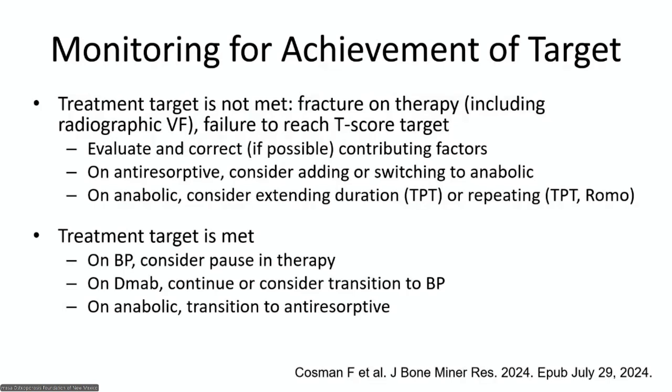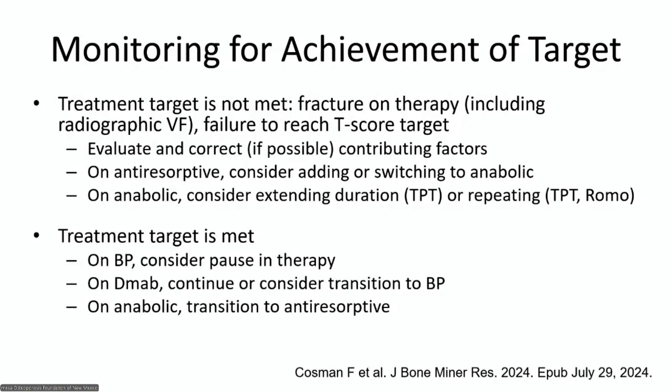What if the target is met? Well, if a patient is on a bisphosphonate and you've met your treatment target, that's certainly the time to consider a pause in therapy. That's called a drug holiday. I always remind my patients it's not drug retirement. So holidays must end. The patients must be monitored. And if fracture risk is once again high, they need to have treatment resumed with a bisphosphonate or something else.